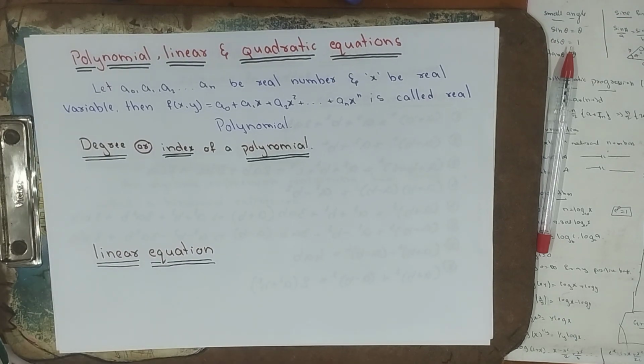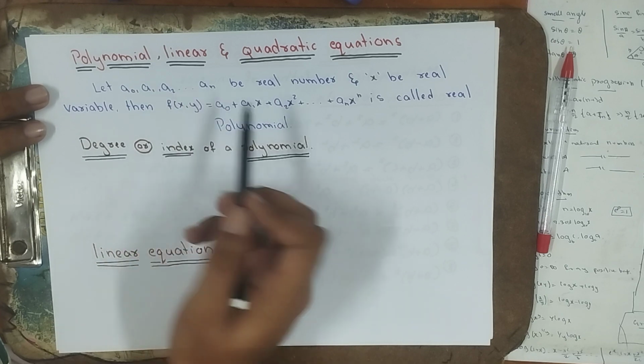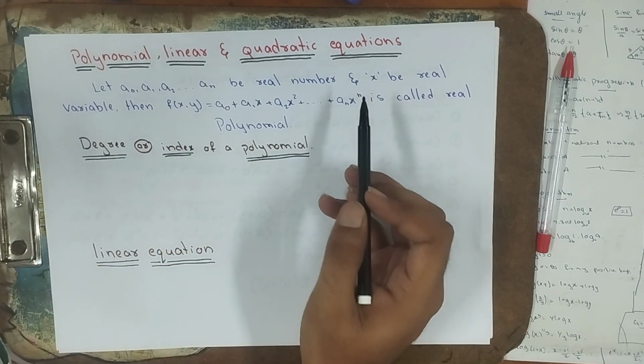Now where do we use this? See, basically we use this in making slopes and everything. So don't worry, I will teach you one by one, line by line. Now, polynomial. What do you mean by a polynomial? Basically, see here, let a0, a1, a2, up to an be real numbers. Real number means anything which is a real number.